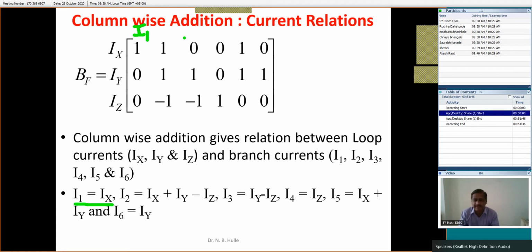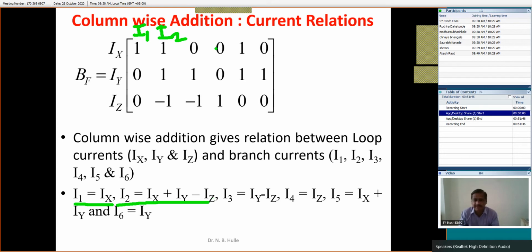Similarly, if I am coming to this second column, which is nothing but the branch current 2 for the second branch, this I2 is equal to Ix plus Iy minus Iz. Look at here, this I2. How is this relation? This is plus 1, that's why it is Ix. This is plus 1 again, that's why it is Iy. And this is minus 1, that's why it is Iz.